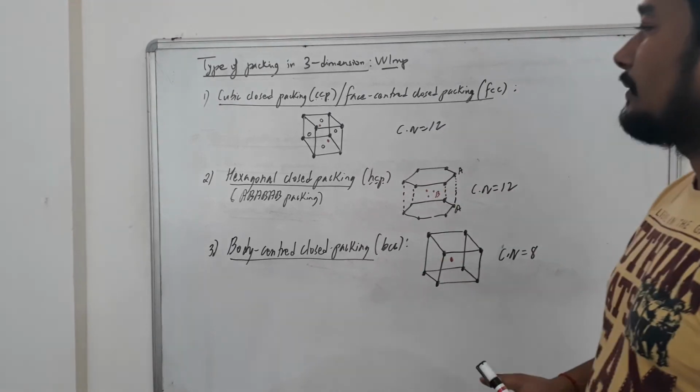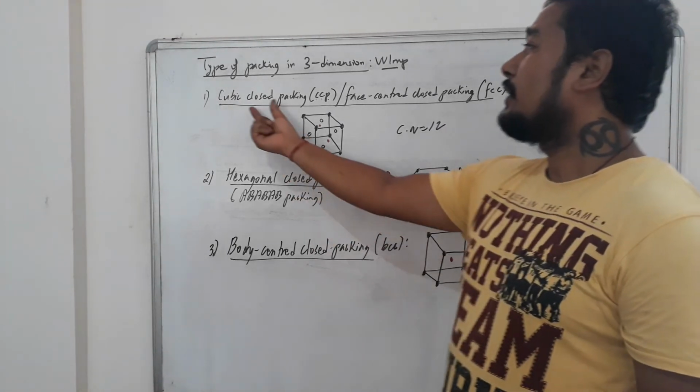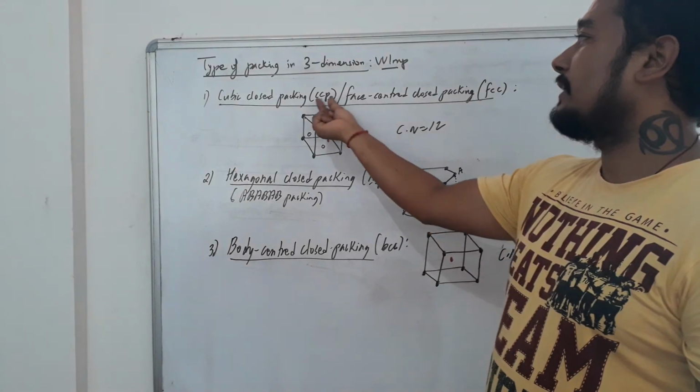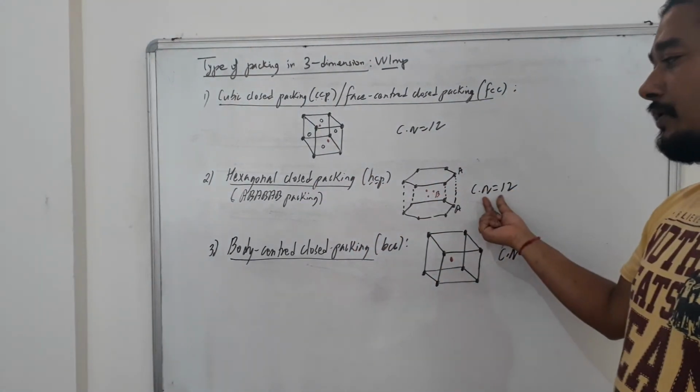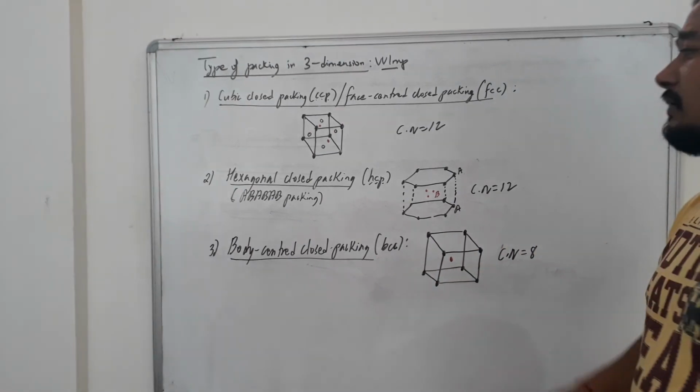Again what, students? 12. So do remember from now on, cubic close packing, face center close packing, CCP, FCC coordination number is 12. Hexagonal close packing coordination number is 12 and body center cubic packing coordination number is 8.